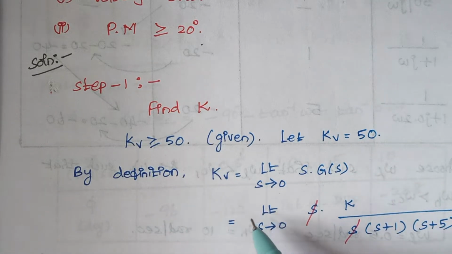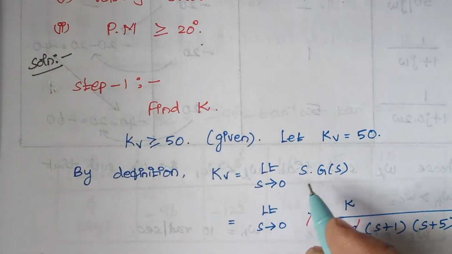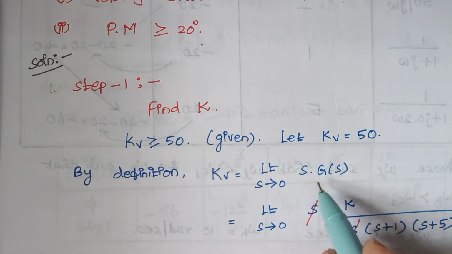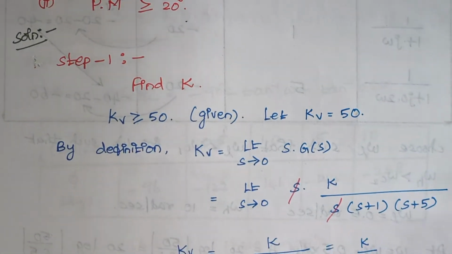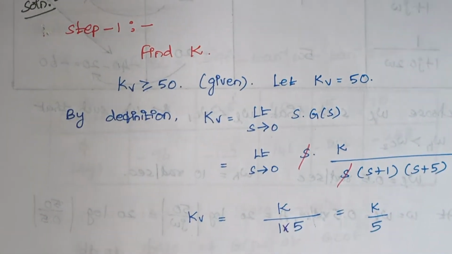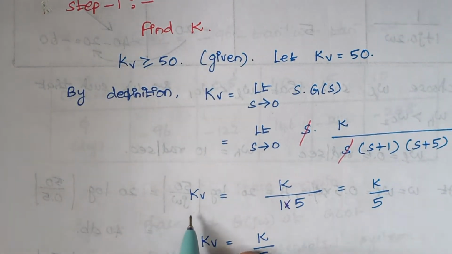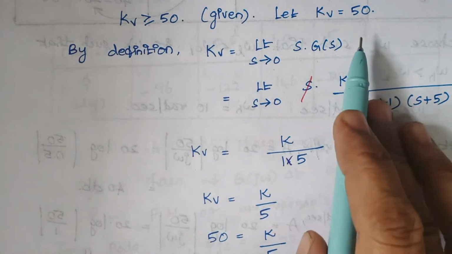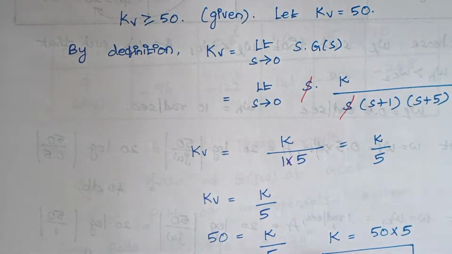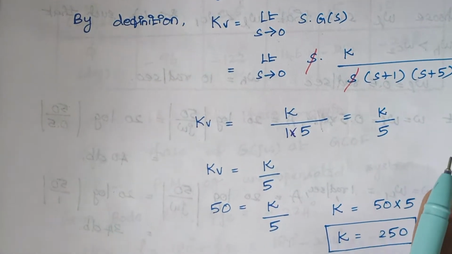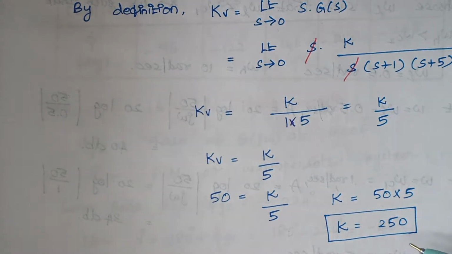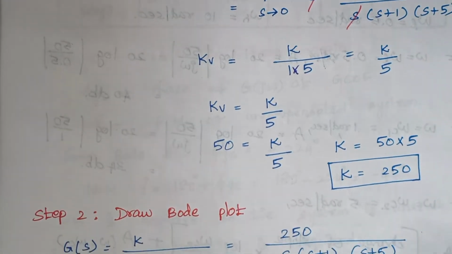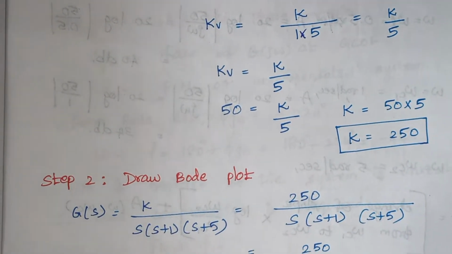By definition, kV is given by limit s tends to 0, s into G of s. G of s is the given transfer function. So just substitute the values here. And finally, when you solve, kV is equal to k by 5, right? The value of kV is given as 50 in the problem. So just substitute the value over here, and finally, the value of k is 250. And now step 2 is to draw the Bode plot for the given system.